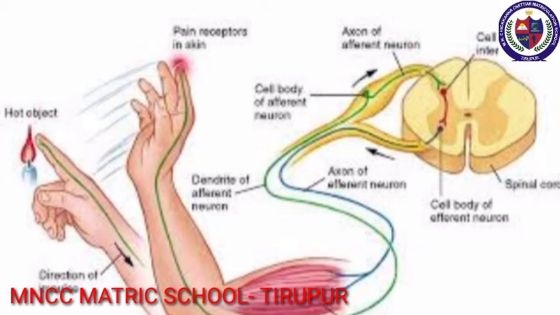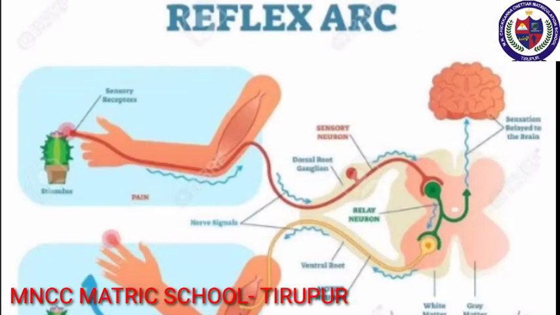Acquired or conditioned reflexes. These reflexes are the result of practice and learning. Playing harmonium by striking a particular key on seeing a music note is an example of conditioned reflexes. The pathway taken by nerve impulse to accomplish reflex action is called reflex arc.